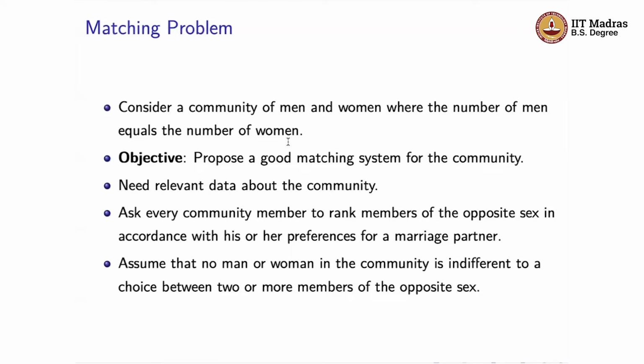Similarly, the woman cannot say that I'm indifferent between having man 2 and man 3 as my husband, right? So they have to give strict orderings. What that means is that they must have an ordering saying that, for example, I strictly prefer having man number 3 as my husband versus having man number 2 versus having man number 1, right?